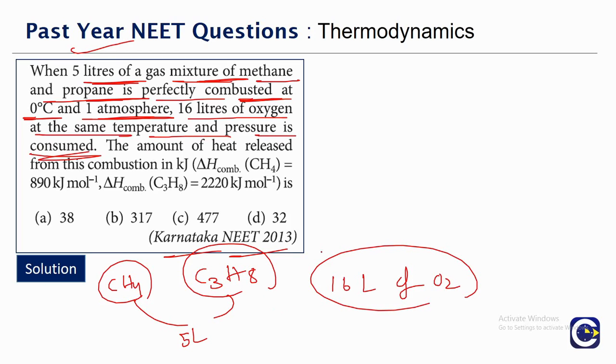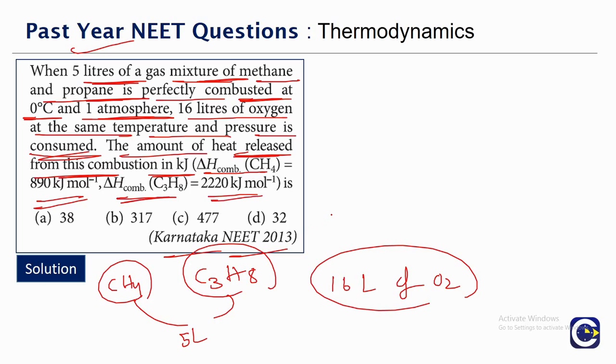From this, what do we calculate? The amount of heat released from this combustion in kilojoules. In the combustion, what is the amount of heat released, we have to calculate. For that they are giving some information. Delta H for the combustion of methane is 890 kilojoule per mole. And delta H for the combustion of propane is 2220 kilojoule per mole.